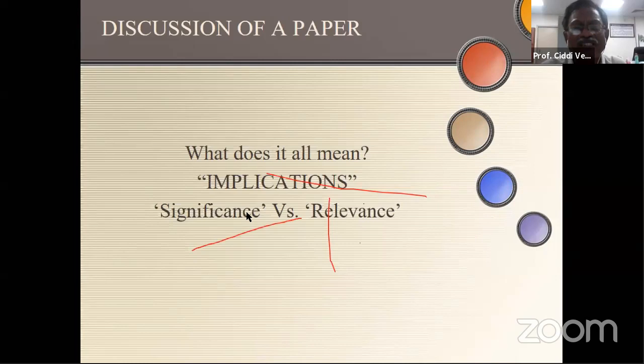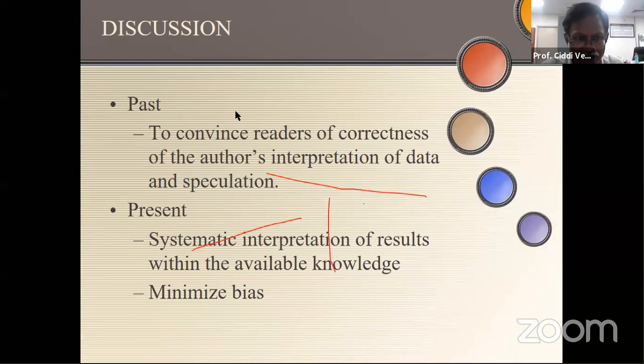Then in the discussion section, to convince the readers of the correctness of the author's interpretation of the data and speculation, you should always take literature support which is published earlier. And in presenting a systematic interpretation of results within the available knowledge, try to minimize the bias. These are the two things you have to remember.